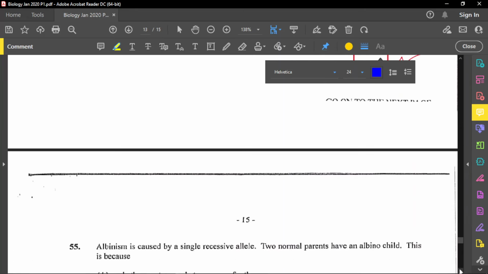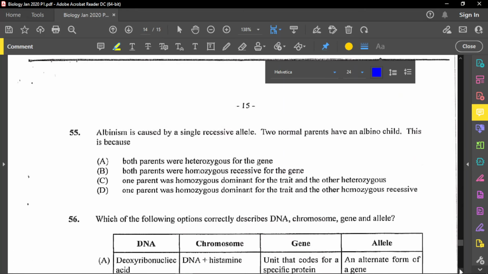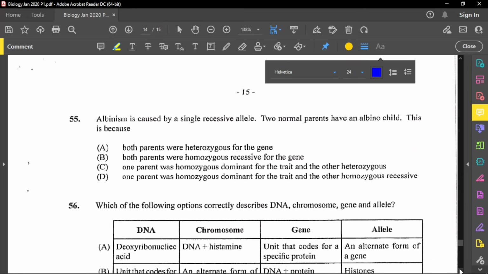All right. Now 55, it says albinism is caused by a single recessive gene. A recessive allele, as a matter of fact, right? It says two normal parents have an albino child. This is because of what? I remember that only alleles are recessive or dominant, right? Genes, you don't refer to genes as being dominant or recessive at all, all right? So dominant or recessive allele. It's both parents are heterozygous for the gene.